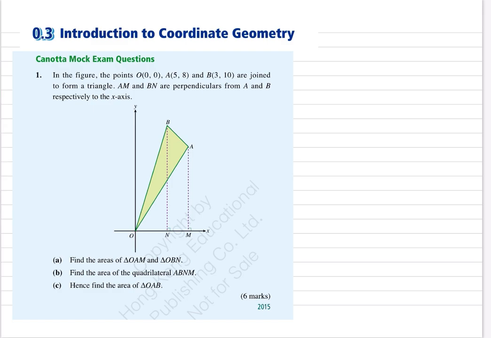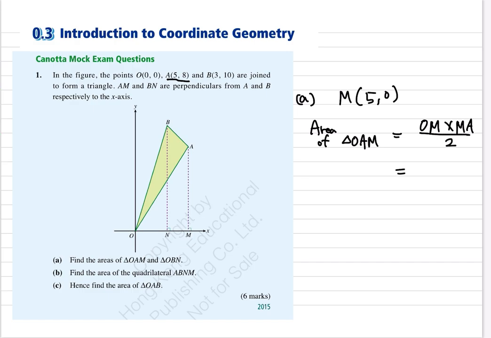Alright, so let's try to solve some problems like this one. We want to find the area of different figures. For example, here is the area of triangle OAM and triangle OBN. Then you can find it like this. Because you know the coordinate of A, you can find that the coordinate of M will be 5 and 0. So the area of triangle OAM is OM times MA over 2. OM is 5, MA is 8, divided by 2. Altogether, it is 20 square units.